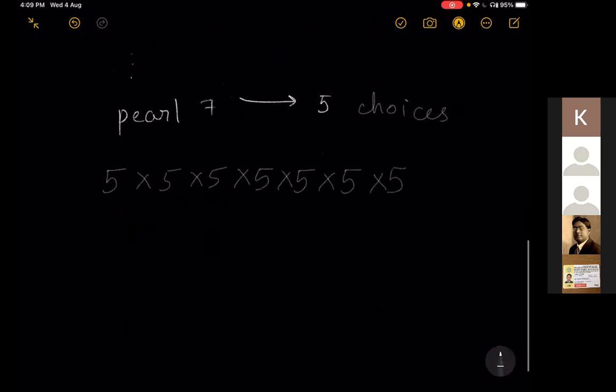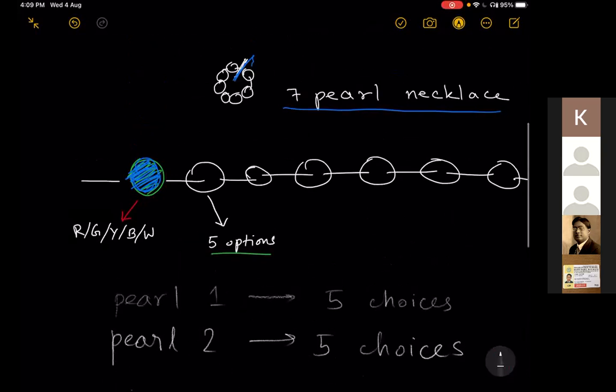Acha, everyone understood this? Many people already know all this, but many people don't know. That's why I'm doing it from basics. Can you please repeat once again? Yeah. So what did I say? That the first pearl has 5 options, na? 5 colors it can be.